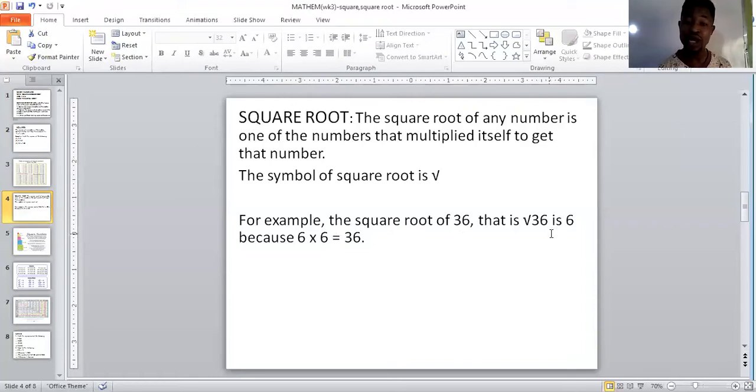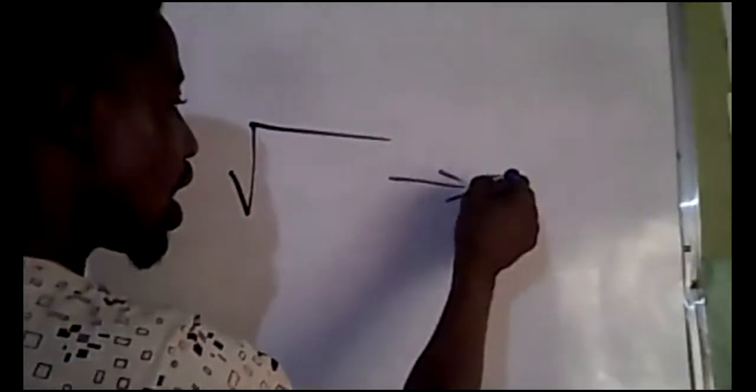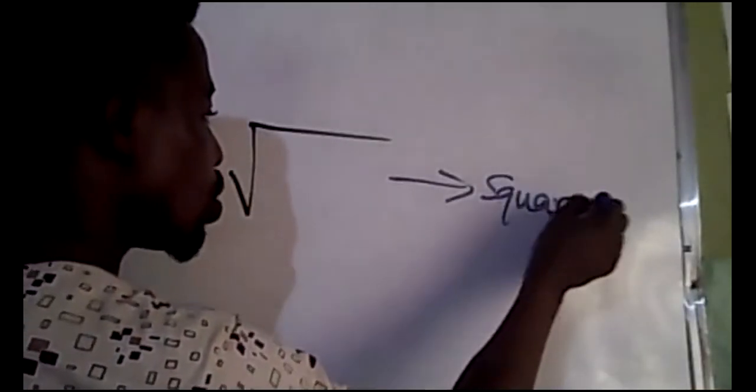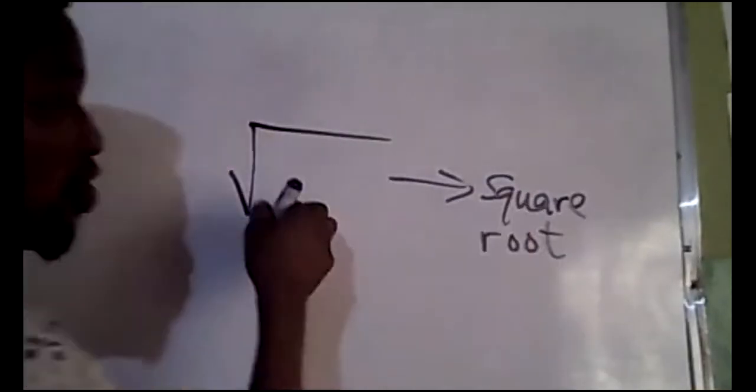There is something I wanted to show you here. Let me show you the symbol of square root. It's very important because some of you mix that up. This is how you write the symbol for square root. This is the symbol for square root.